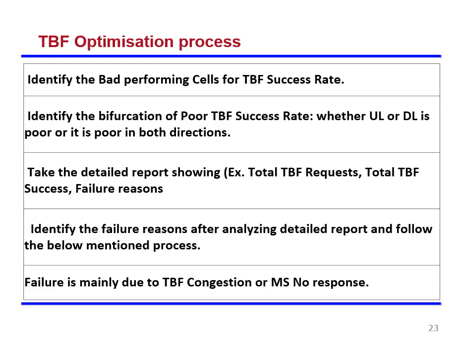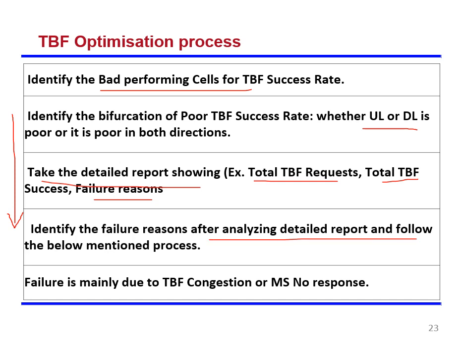And of course, what is the success? When you're talking about data, it talks about how to optimize it. Just like TCH success rate, TBF success rate also will be similar. We have to identify the bad performing cells. We have to bifurcate the poor and good TBF performance cells. We have to verify whether uplink is poor or downlink is poor. And we have to take the detailed report, total requests, how many successes are there, how many failures are there. We have to analyze the detailed report, and we have to see whether the failure is because of congestion or a mobile phone issue.